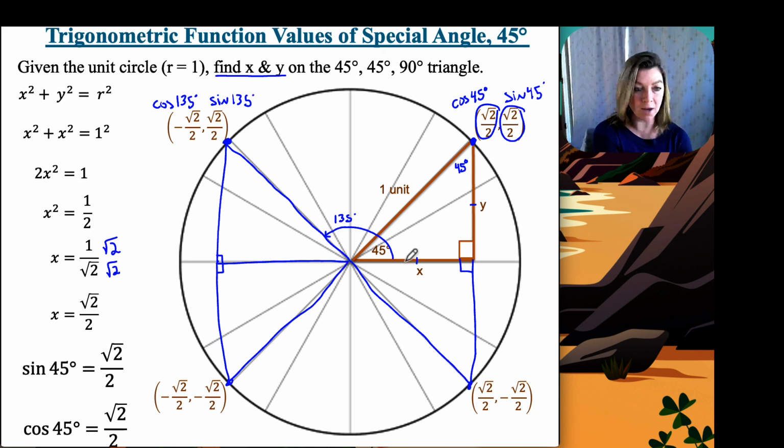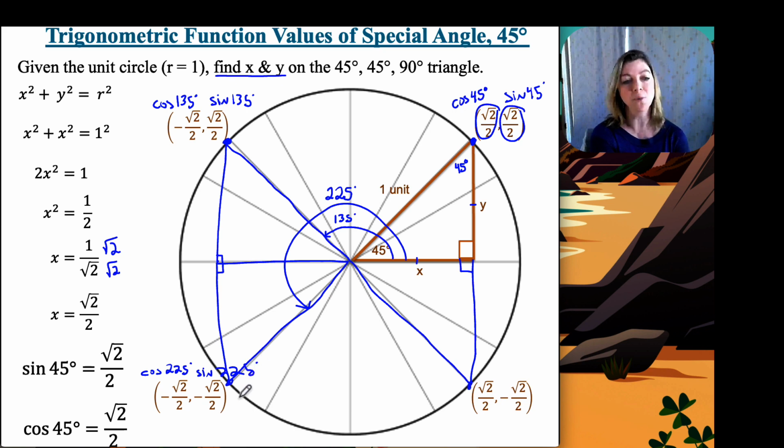Start at the initial side. Open 90, 180, and 45 more. That is a 225 degree angle. So we have found that cosine of 225 degrees is negative rad 2 over 2, and sine of 225 degrees is also negative rad 2 over 2.